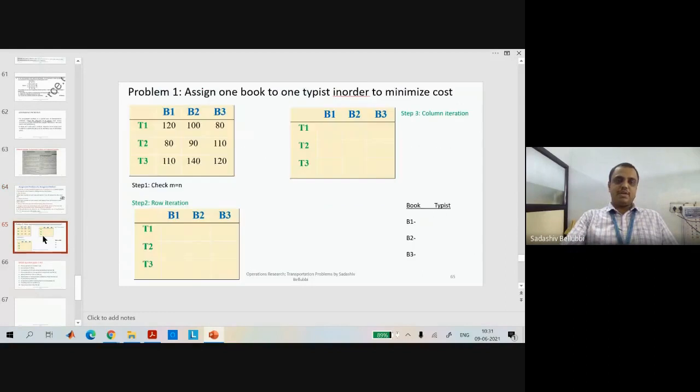Okay, I will take one small example here. This is one problem. Problem number 1 is: assign one book to one typist in order to minimize the cost. They have given one problem, that is, assign one book to one typist in order to minimize the cost.